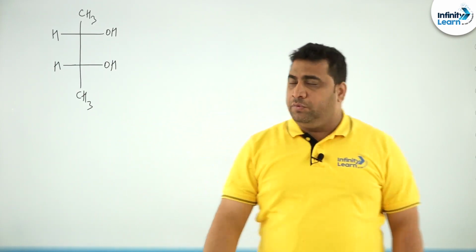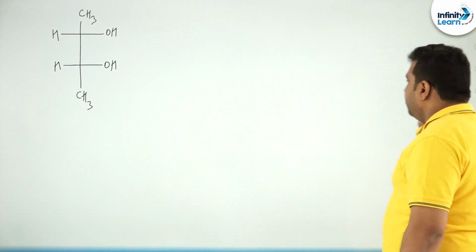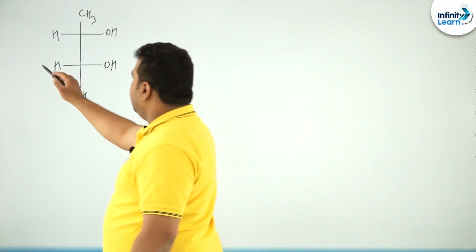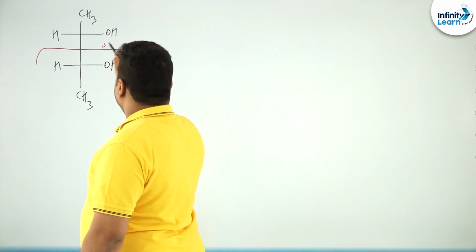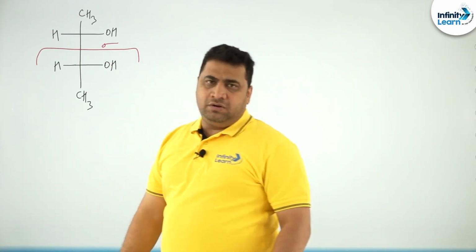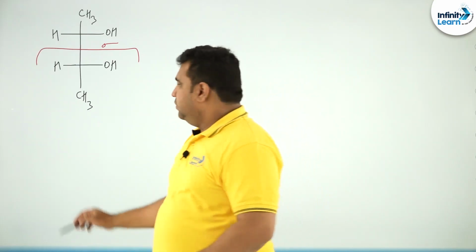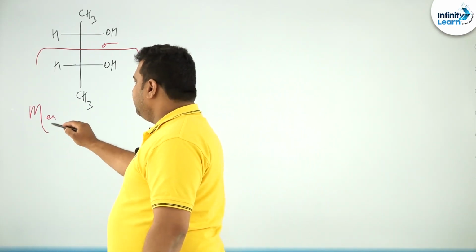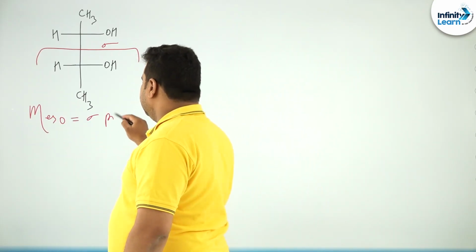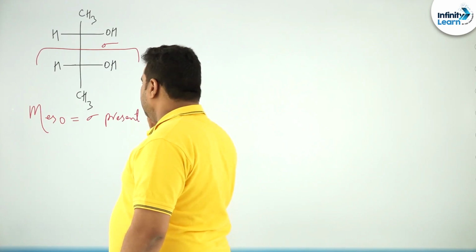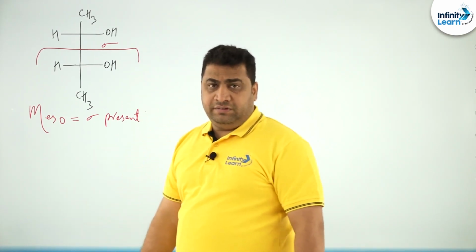Correct? Meso-butane-2,3-diol. What is the meaning of meso? Meso means you have sigma here. Sigma is what? A plane of symmetry that can divide the molecule into 2 equal halves. So any compound which is meso has sigma present. The indirect meaning of it is that a plane of symmetry is there.